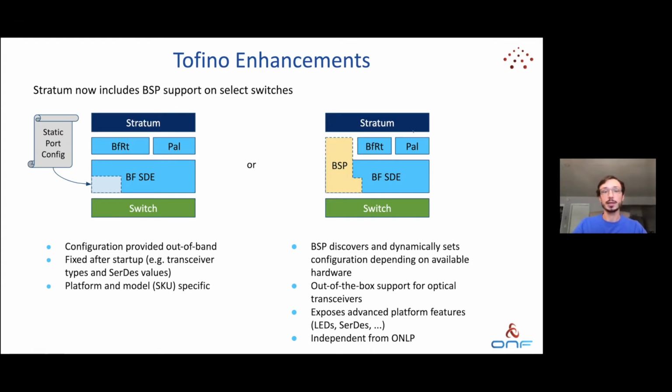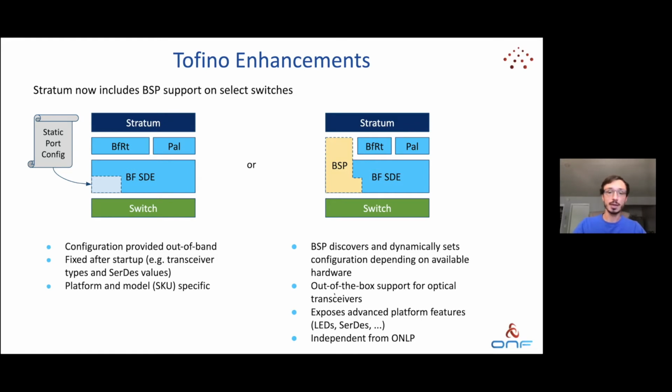What we did here in this release is to replace that with the BSP, short for board support package. This is usually a vendor-provided piece of software that plugs into the SDE and bridges the gap between switch and platform specific parts and Stratum. In particular, the BSP discovers and dynamically sets the configuration depending on the available hardware. So for example, if you have a copper transceiver, it will look into a database and configure it appropriately. If it's an optical transceiver, it will do the right thing and make the optical transceiver work.